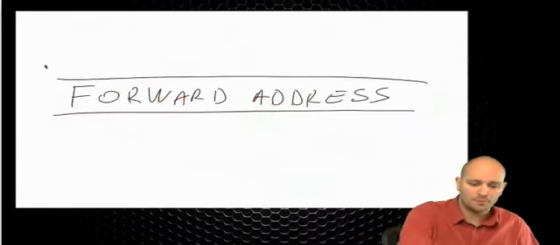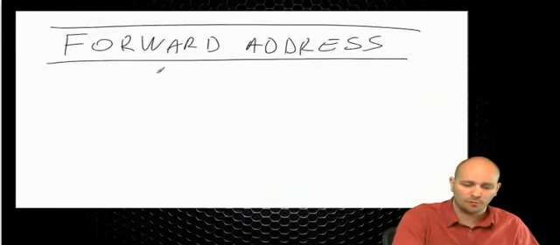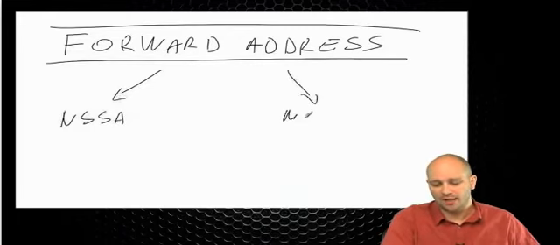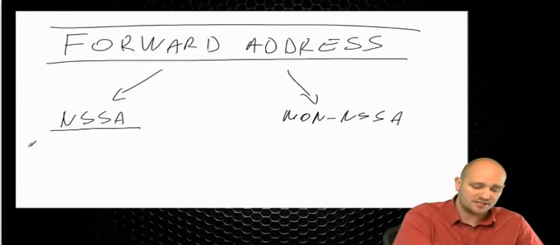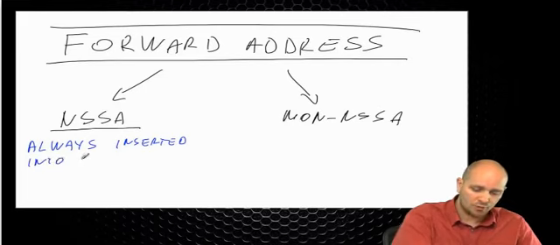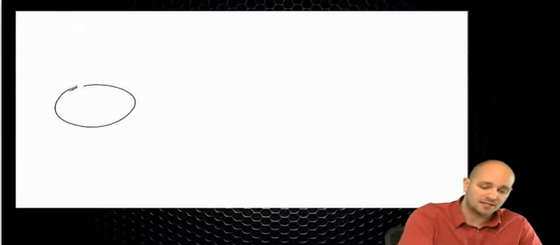Now, there are two important things about the forward address, and one is the behavior of the forward address when we have the NSSA and when we have a non-NSSA area. When we have an NSSA area, the rule of the forward address is very simple. There will always be a forward address, so it will always be inserted into type 7 LSAs.